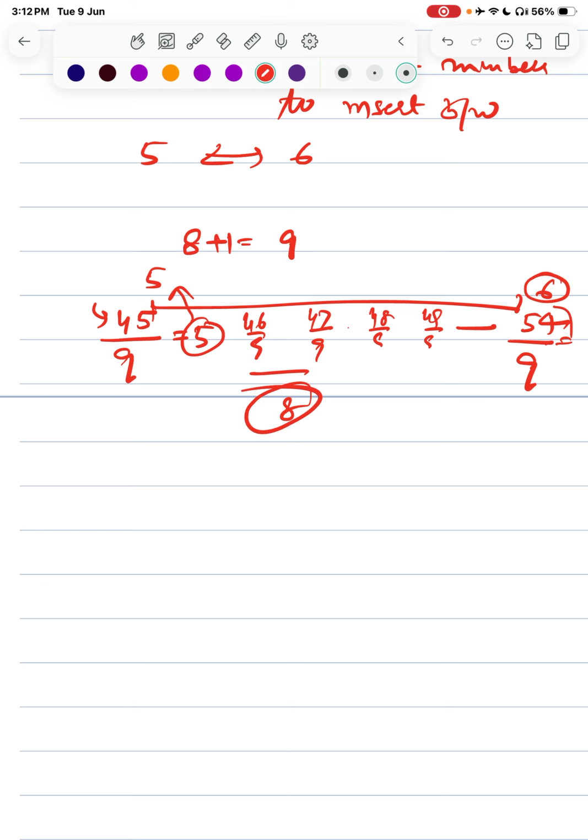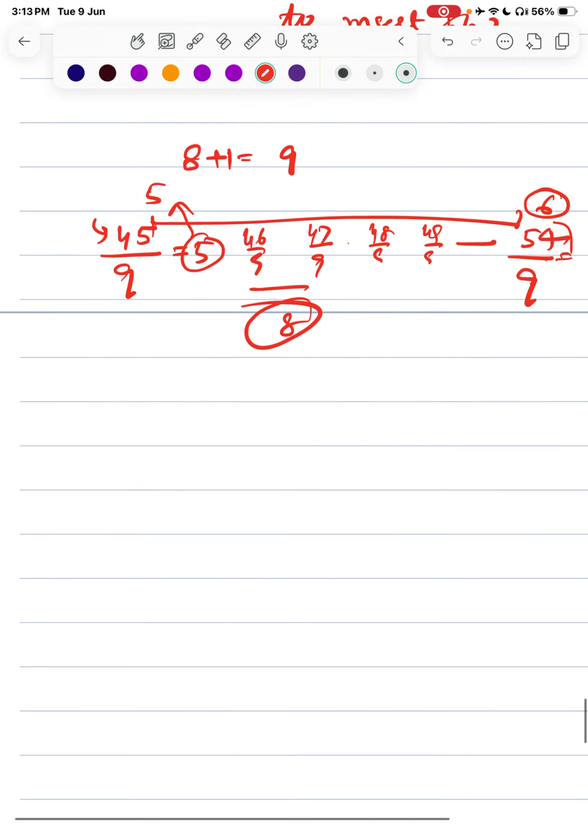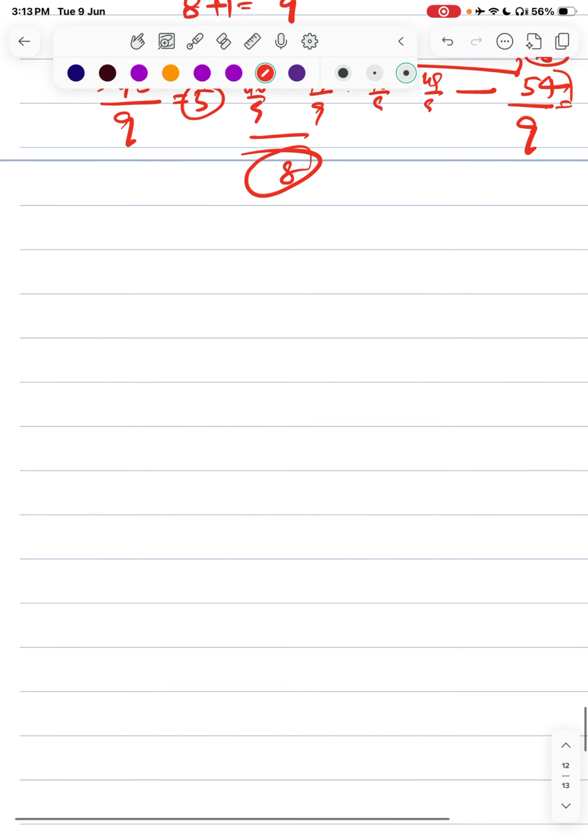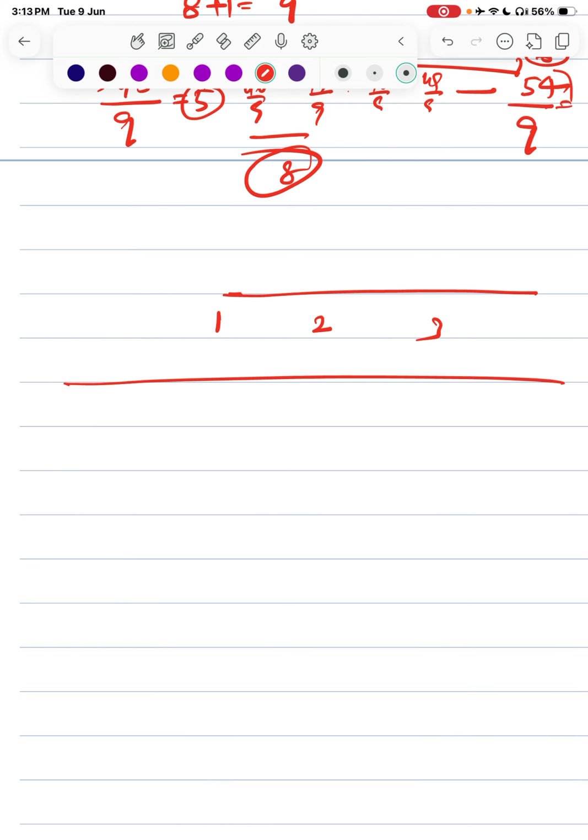Another type of question that can be asked is whether statements are true or false. For example, every natural number is a whole number. Yes, every natural number is a whole number, right? Because natural numbers start from 1, 2, 3, and whole numbers start from 0, 1, 2, 3. So this is a set of natural numbers, but in the whole numbers we add one more number, which is 0. So every natural number is a whole number.